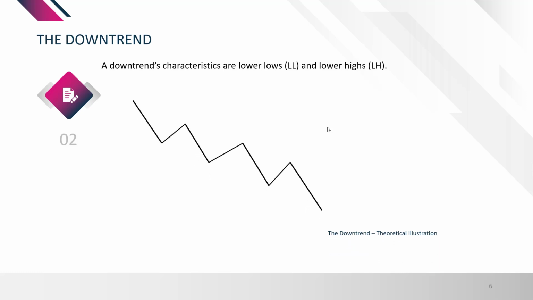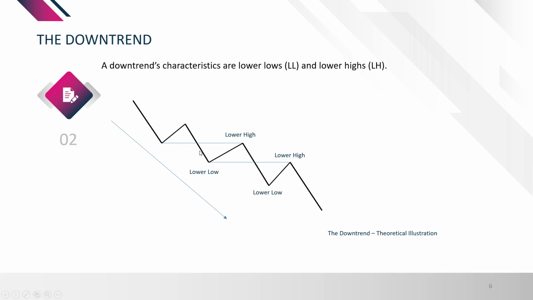Then we've got a downtrend. A downtrend's characteristics are lower lows and lower highs. So that's the opposite now of an uptrend. So we will have market moving in a downtrend, or a market will be bearish, and it will be forming lower highs, lower lows, lower highs, lower lows as it goes. And on a downtrend, you can see that every lower low is broken to the downside.